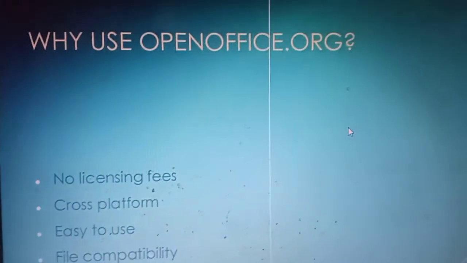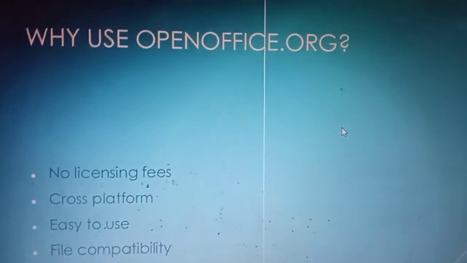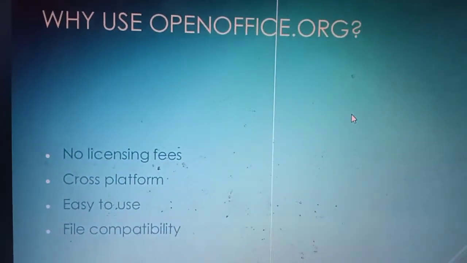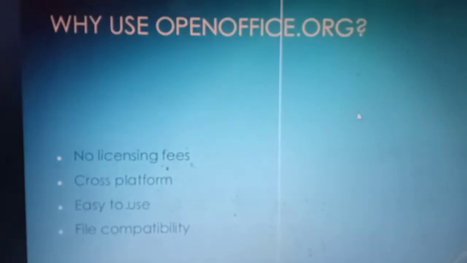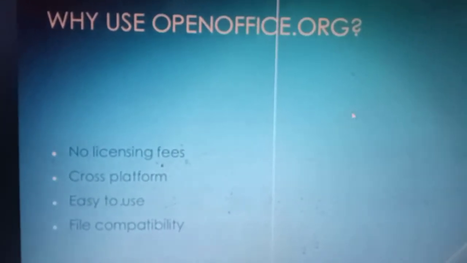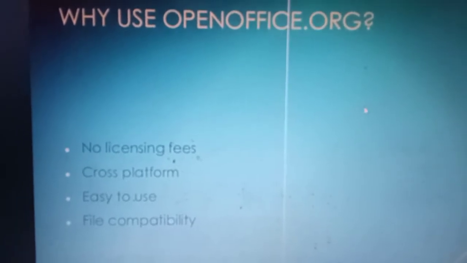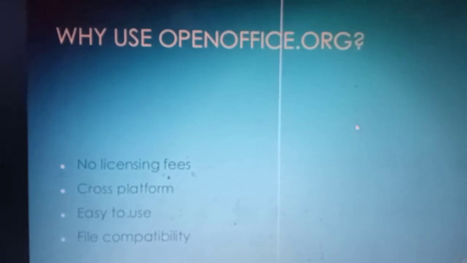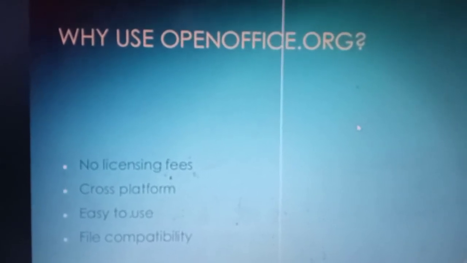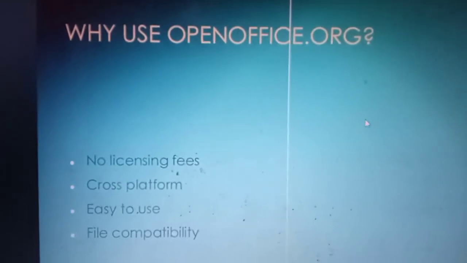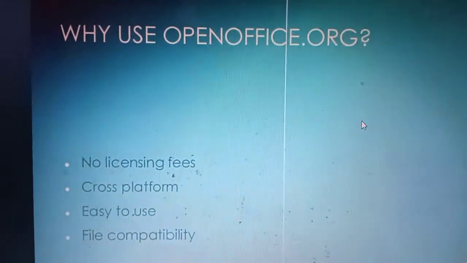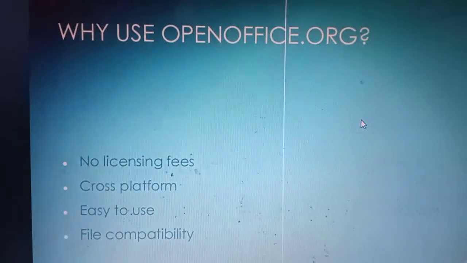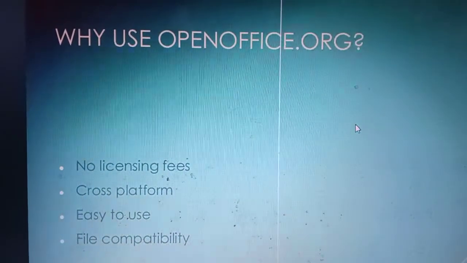Why are we using OpenOffice.org? There are 4 different reasons. First, no licensing fees. We already saw that this is free software, so no need to give any money for a license. Then cross platform. I already told you that OpenOffice.org is on the Linux operating system, Ubuntu. Cross platform means if you do something on the Linux platform, you can also do it in Microsoft Office in the Windows platform.